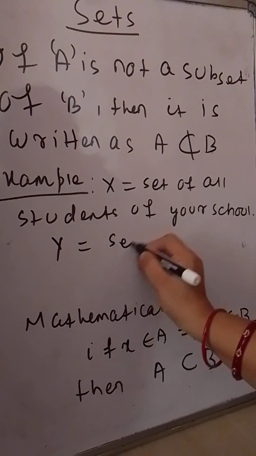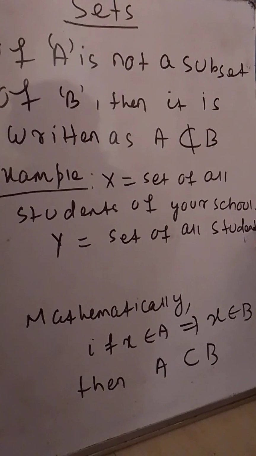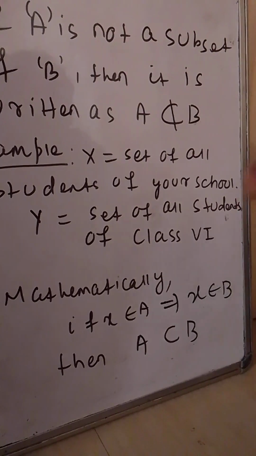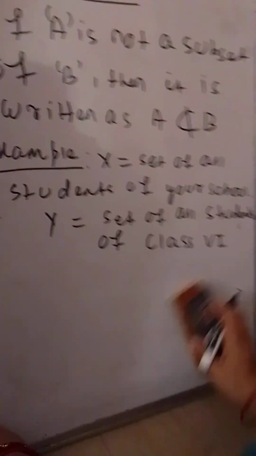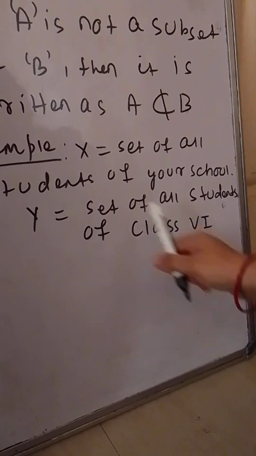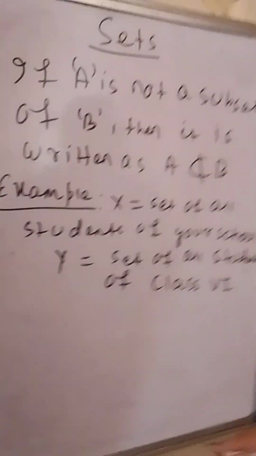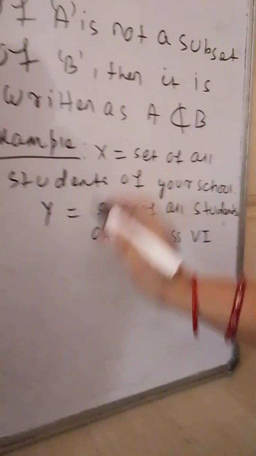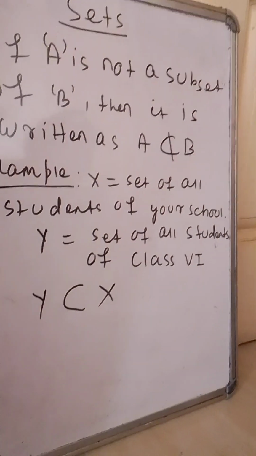Y, the set of all students of class 6. Then you try to find out which set is a subset of which set. So here Y, which is the set of all students of class 6, is a subset of set X, which is the set of all students of the school. So we can write here, all the elements of Y are the elements of X. Therefore in this case Y is a subset of X.